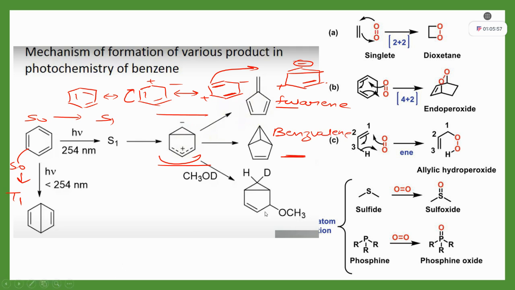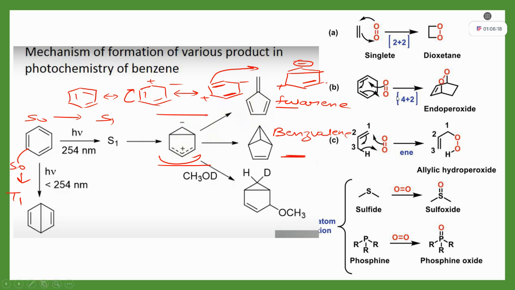And this reaction is simple. CH3 in deuterated methanol. This is your OCH3 negative, which will be quenched by this positive charge, and this negative charge will be abstracted by your deuterium. And this is the summary for photochemistry of benzene.